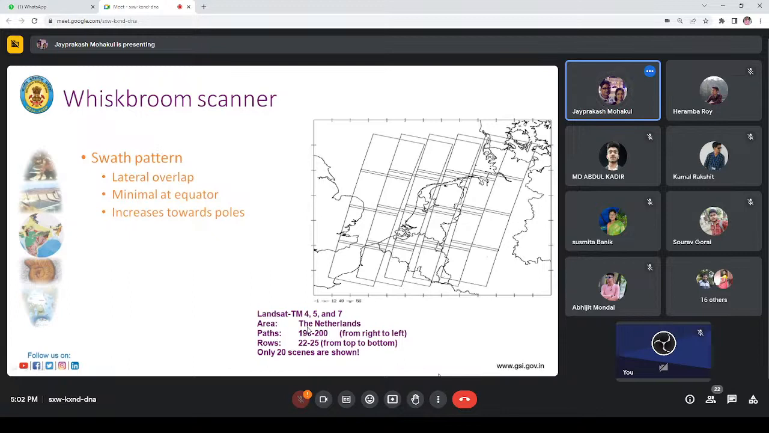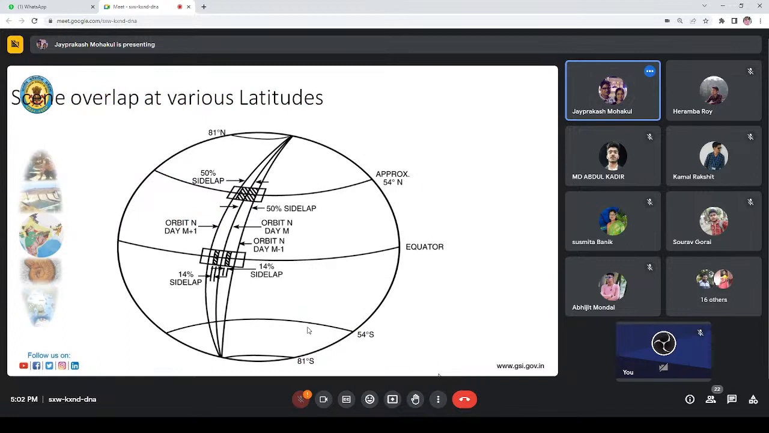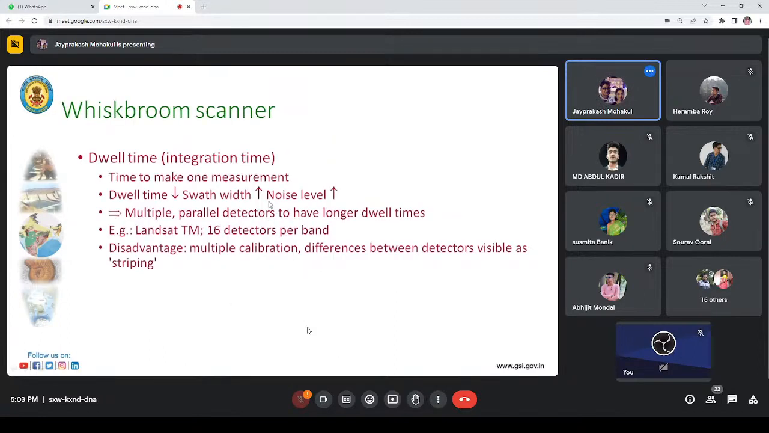All Landsat satellites up to Landsat 7 are whisk-broom scanners. And here, as we discussed, scene overlap varies. This happens in all. Scene overlap varies. It is the minimum at the equator and maximum as we go towards the pole.